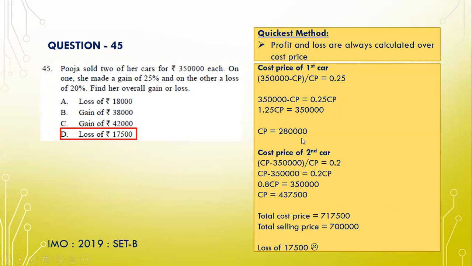The cost price of the first car is 2,80,000. So the total cost price is this plus this, which is 7,17,500. And the total selling price is double of 3,50,000, because each car was sold at 3,50,000, so it is 7 lakhs. So cost price was more than selling price. Unfortunately, she sold at a loss. And what was the loss? 7,17,500 minus 7 lakhs. It was a loss of 17,500.